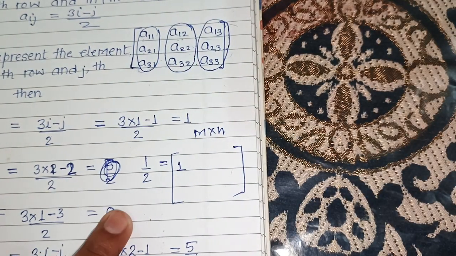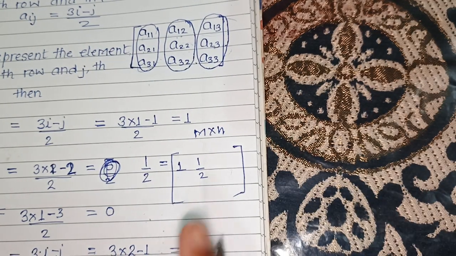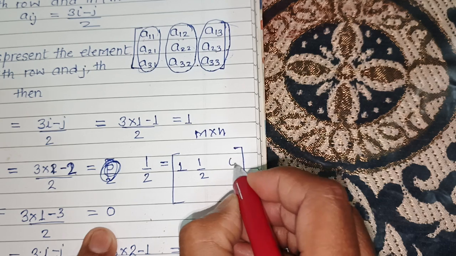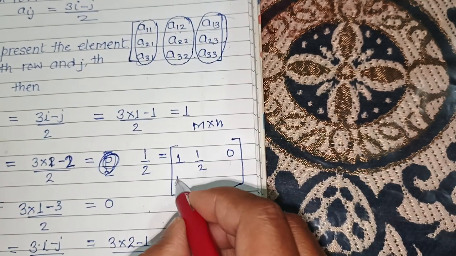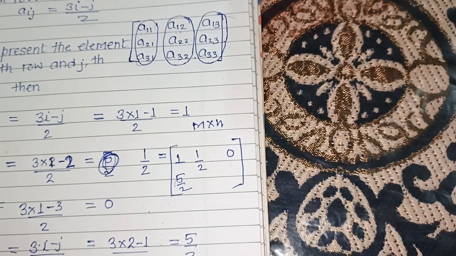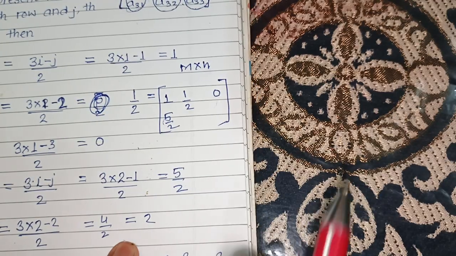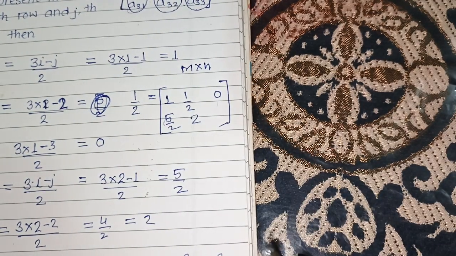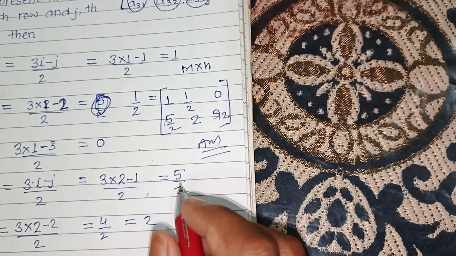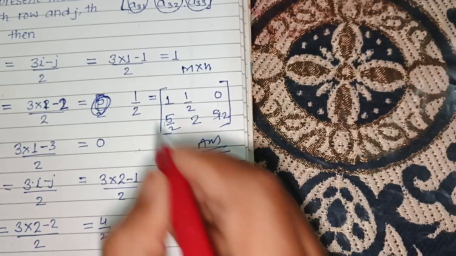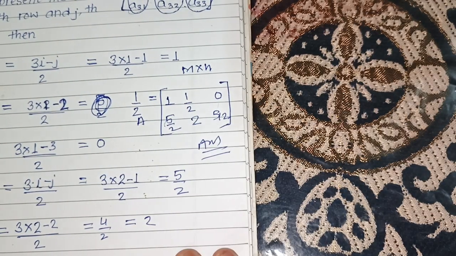A12, that is 1/2. Okay, and A13 is 0. Okay, now A21, 5/2. Okay, and A22, this is 2, and this is 3/2. This is your answer. ठीक है, this is the answer. We can write A is equal to this.